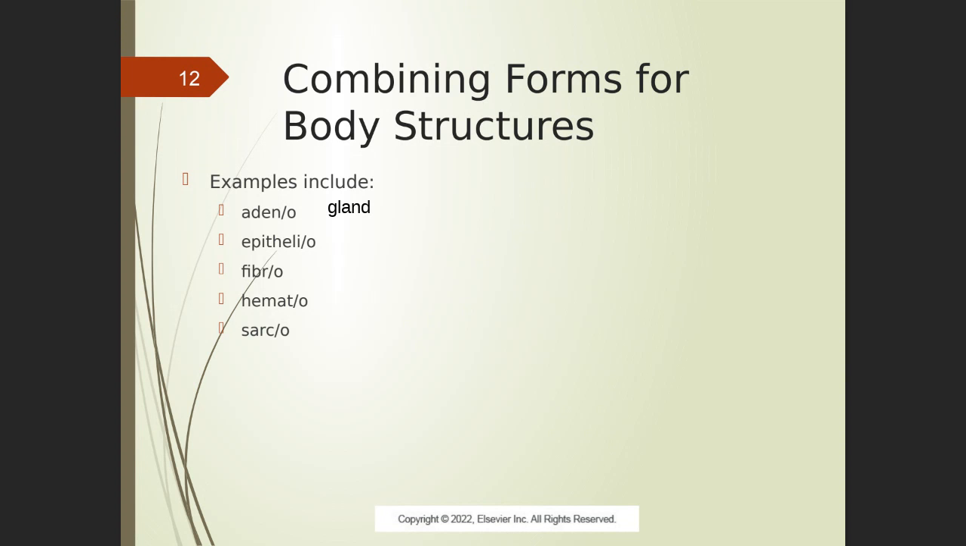Epitheli has to do with the epithelium, which is that tissue that covers things. It's not skin, it can be part of skin, but it doesn't have to be. It can also be internal, any kind of tissue that surrounds other organs. That's epithelial tissue. Fibro is fiber or fibrous, like the fiber you eat. Hemat means blood. And sarc means flesh or connective tissue.